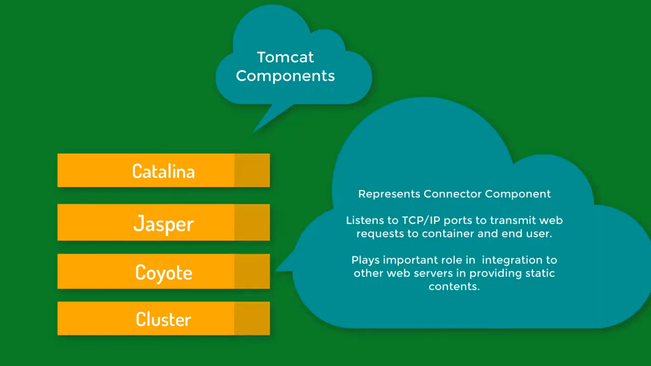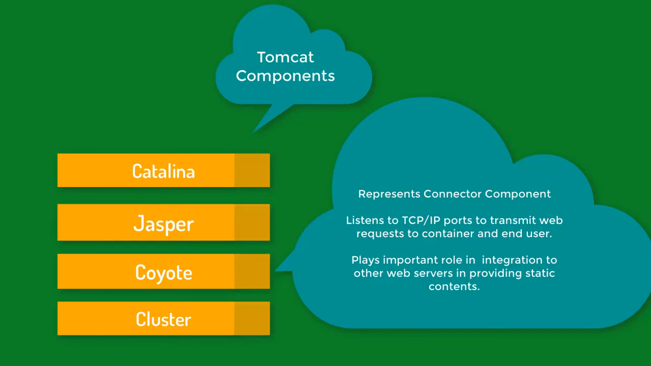Then another important component, which is Coyote. It is basically a connector component which helps the server in connection activities like listening to the request and its associated tasks. It also helps while integrating the Tomcat server with other web servers. So if you want another web server in conjunction with Tomcat, then this component comes into the picture. It also plays an important role while running the application on SSL.